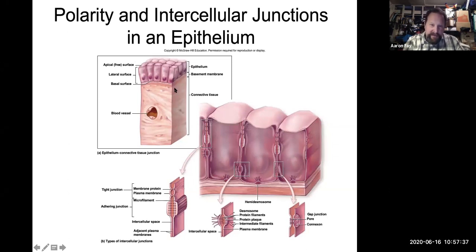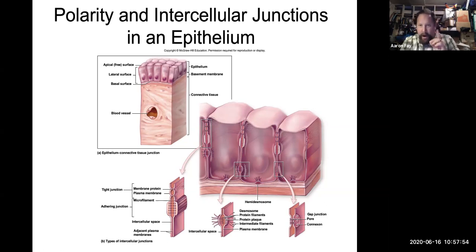Okay, so here is our epithelial tissue. Here's our connective tissue, the basement membrane. Now let's take a blow up right here, and we can see our epithelium. We have the apical surface, we have the basal surface, we have the lateral surfaces, and now we can see our various intercellular junctions.